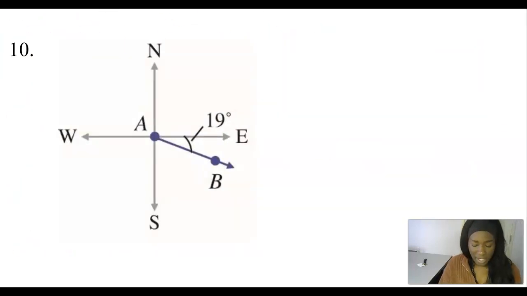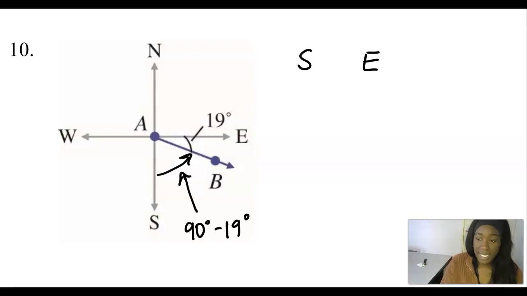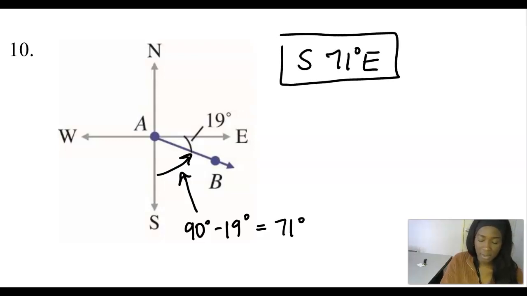In example 10, first, we have to make up our mind. Are we coming off of north or are we coming off of south? We're going to have to come off of south in order for this to be an acute angle, and we're heading towards the east. So this is a south, some angle, east bearing, because this is going from south to east. We know that that little space in this upper corner right here is 19 degrees, and so what must be left in that quadrant is 90 minus 19 degrees, which gives us 71 degrees. So this is a south 71 degree east bearing.